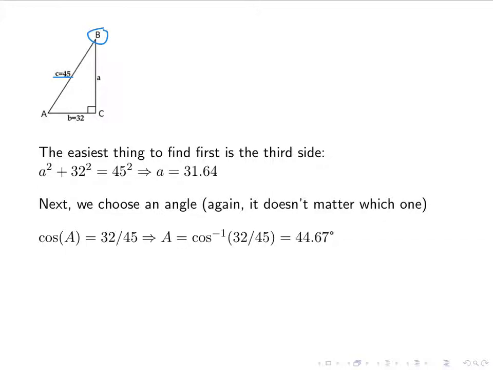Again, we have the hypotenuse, but now side B is the opposite to angle B. So I've got hypotenuse and opposite. That is SOH from Sohcahtoa. So I know I'm going to be using sine. So sine of B is 32 over 45. Again, if I know sine of B, to find B, I take sine inverse. So B is sine inverse of 32 over 45. And I get 45.33 degrees.